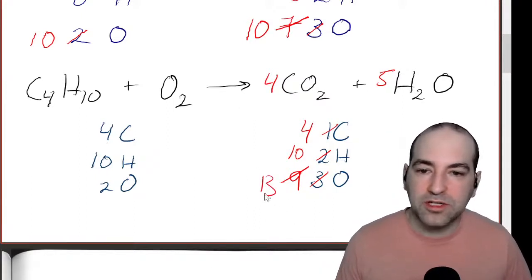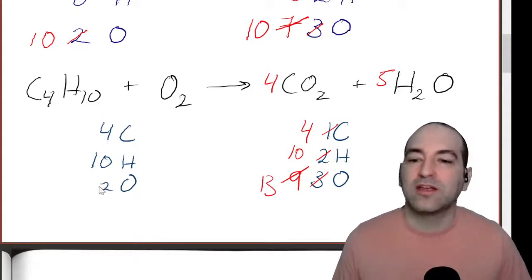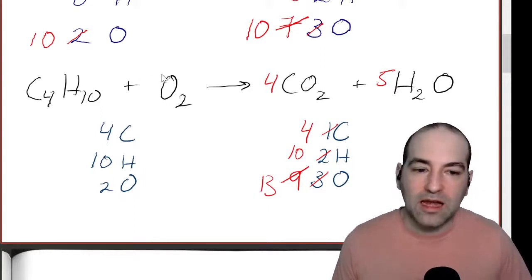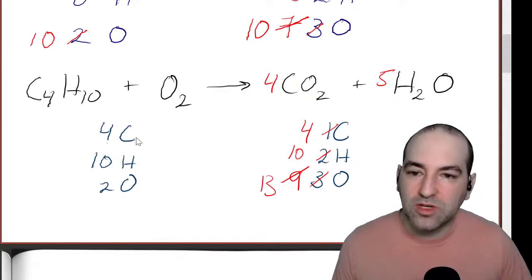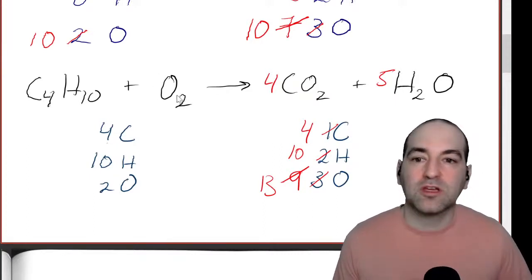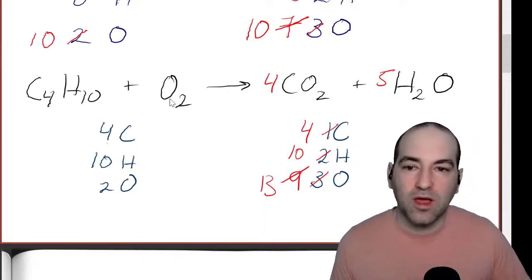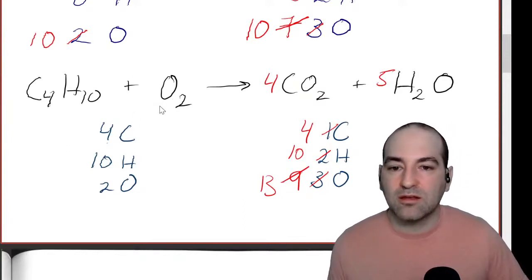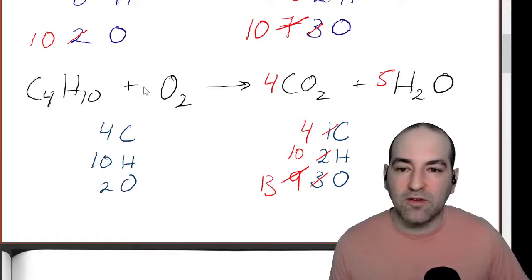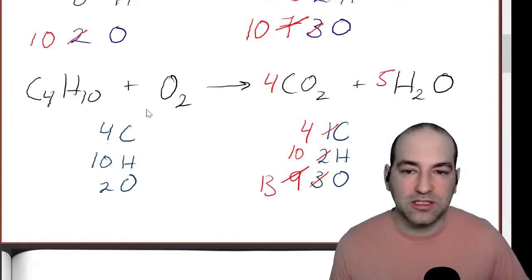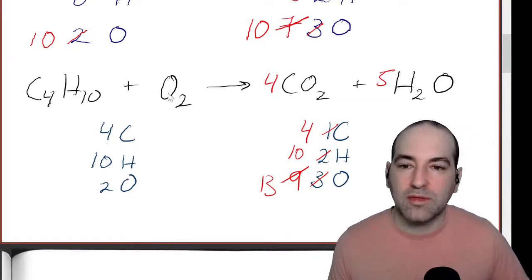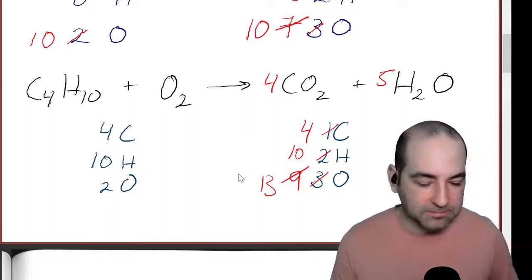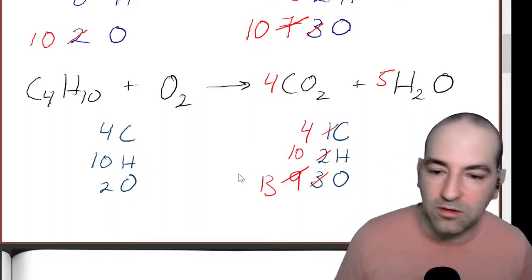So 13 oxygens on the right and 2 on the left, but any number we put in here is going to give us an even number of oxygens because we're always multiplying by 2. So there's no way, without putting a fraction here or something, that we can get this to balance, because we can't ever get 13 oxygens on the left. We can't make something times 2 equal 13 when we're counting in whole molecules.